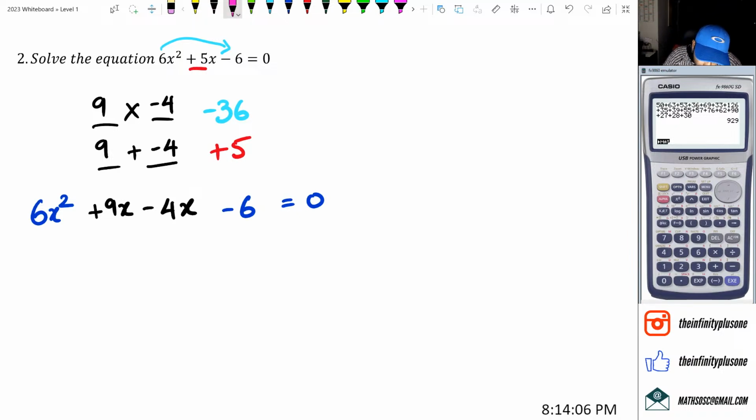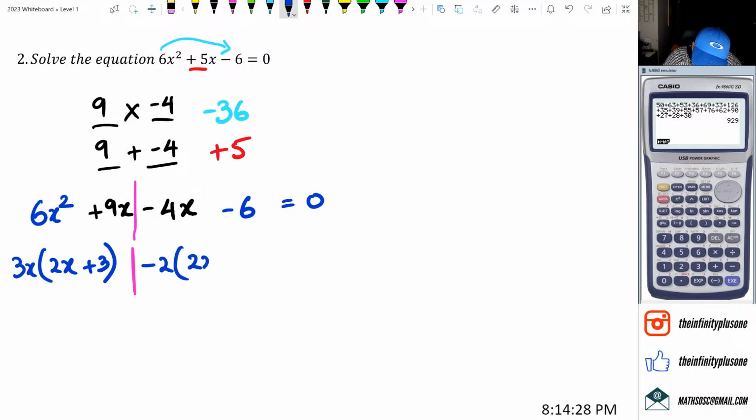So from here, I'm going to split it into two parts, and I'm going to factorize the left-hand side of the pink line, which is going to be 3x, 2x plus 3. And then on this side of the pink line, I've got negative 2 as a common factor, which is going to give me 2x plus 3 equals 0.